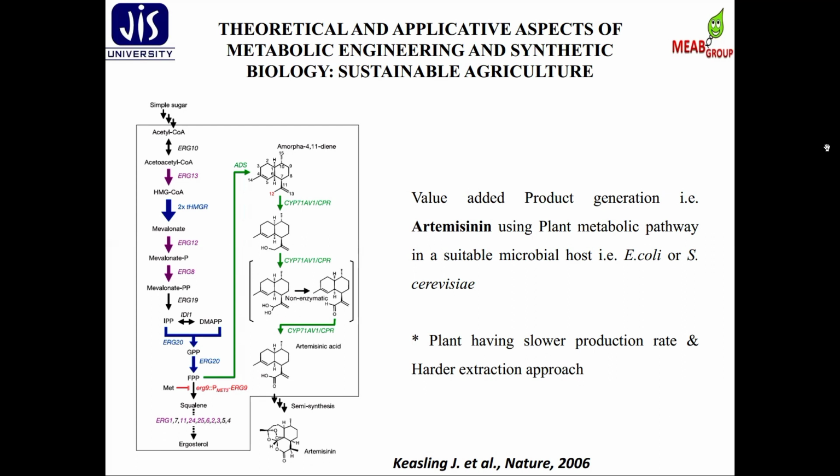So this is another way how you can make different plant-derived products within a microorganism by functionalizing the plant metabolic pathway. This is an ideal example which has been published by J. Keasling group in Nature 2006, that artemisinin can be produced within a host of microbial regimes, which will indirectly contribute towards sustainable agriculture and its establishment.